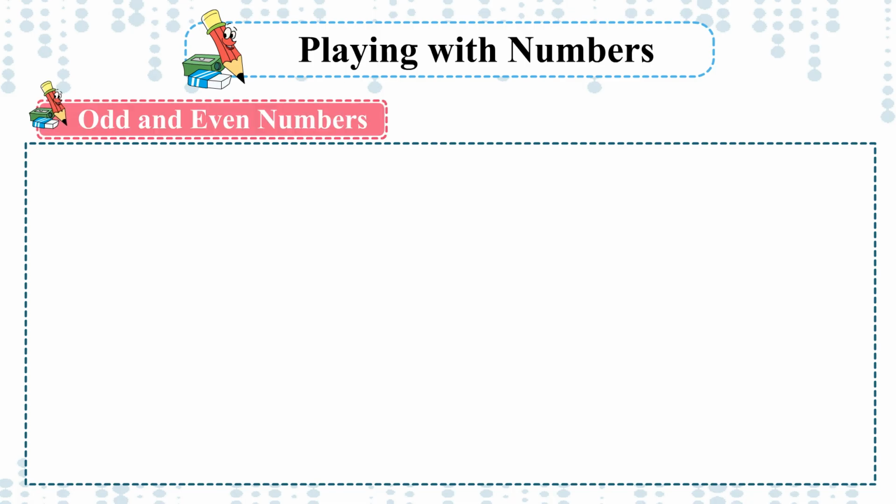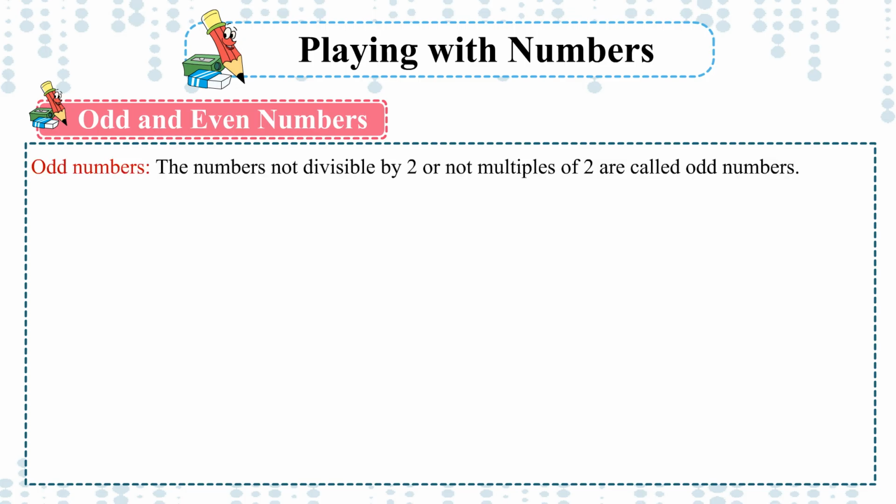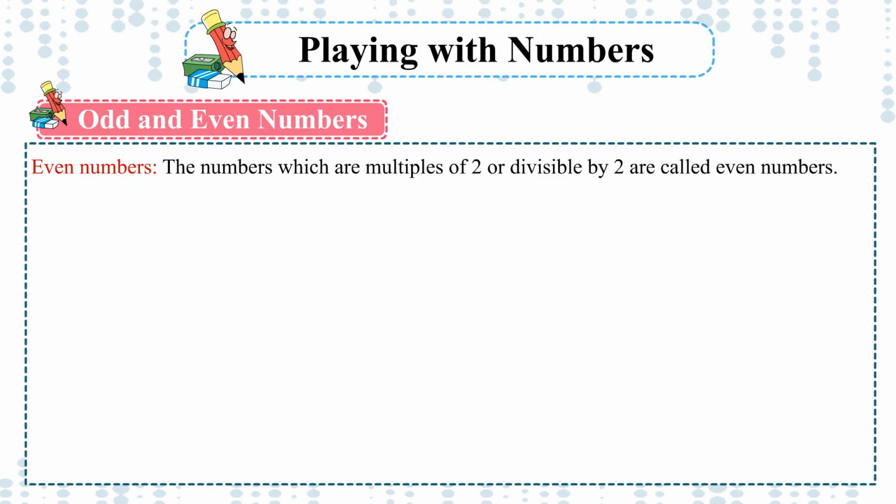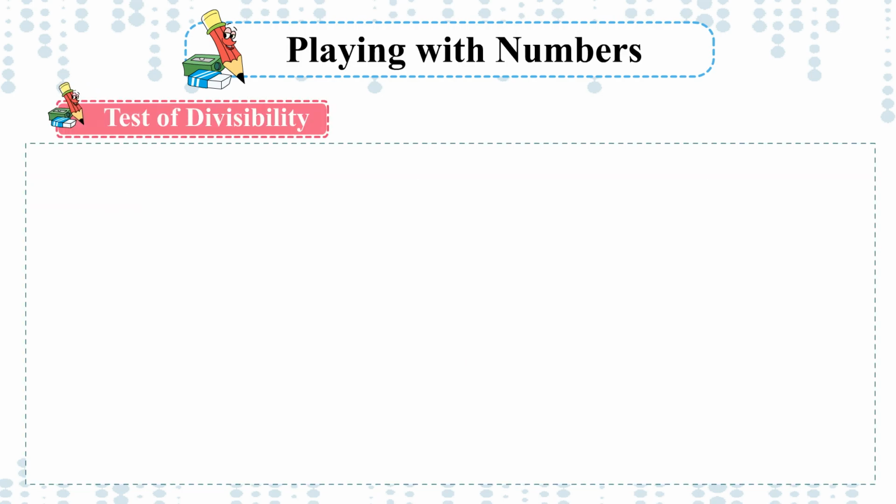Odd and even numbers. Odd numbers. The numbers not divisible by 2 or not multiples of 2 are called odd numbers. For example, 1, 3, 5. Even numbers. The numbers which are multiples of 2 or divisible by 2 are called even numbers. For example, 2, 4, 6. Test of divisibility.